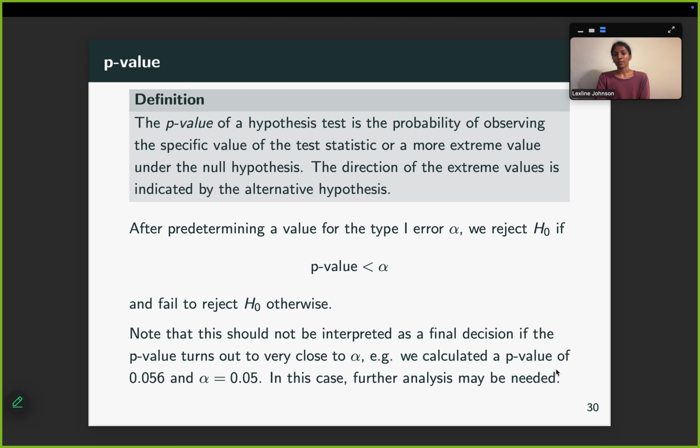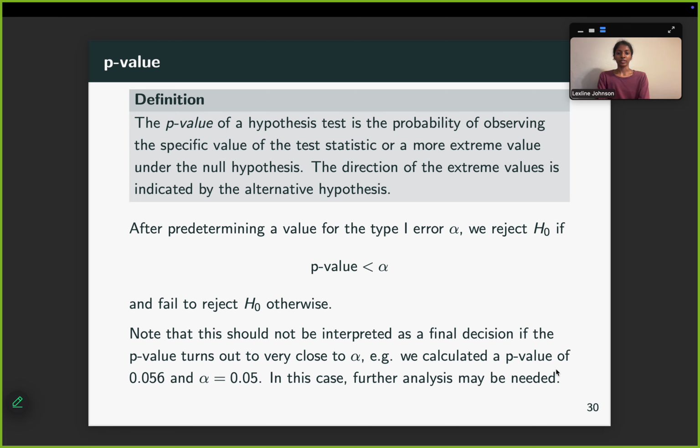So the p-value of a hypothesis test is the probability of observing the specific value of the test statistic or a more extreme value under the null hypothesis. And the direction of the extreme value is indicated by the alternate hypothesis. So this is basically the probability that the null hypothesis is true, but we just got an extreme value by complete chance. And so we want to make sure that our p-value is really small if we reject it, because if the chance is really small, then the null hypothesis is less likely to be true.